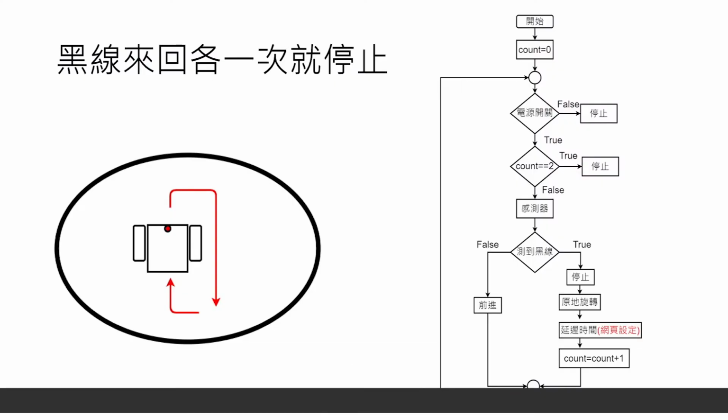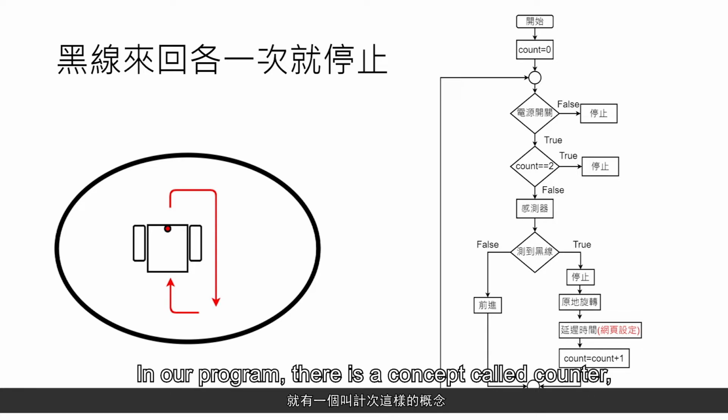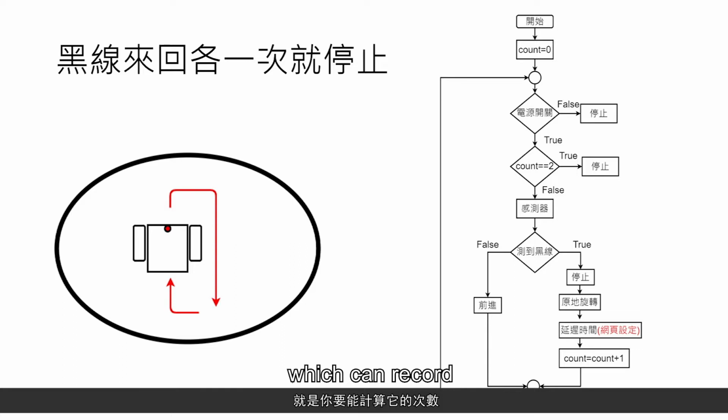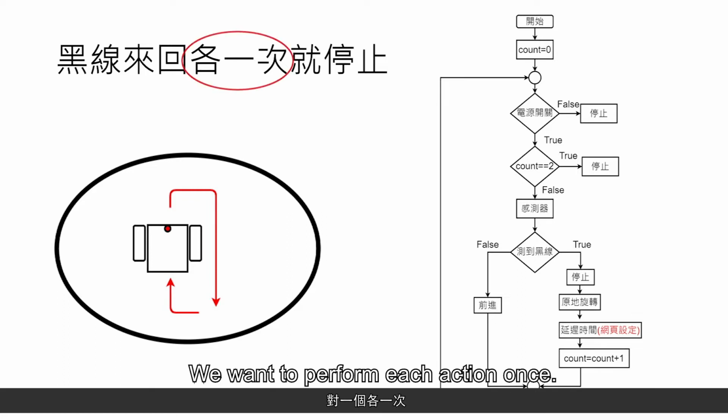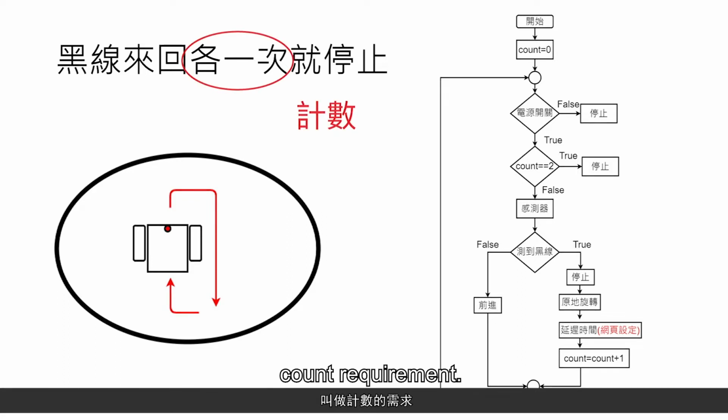We'll begin with the flowchart to explain the concept. We want this vehicle to move back and forth once only and a stop. Here we have the concept of performing an action once each. In our program, there's a concept called counter, which can record the number of times of an action. We want to perform each action once, going to start with something called count requirement. For our count requirement, we'll set count to record the times. We'll move them.